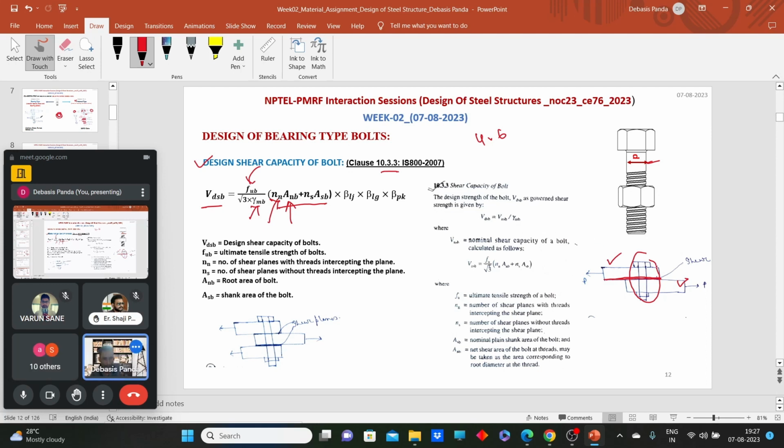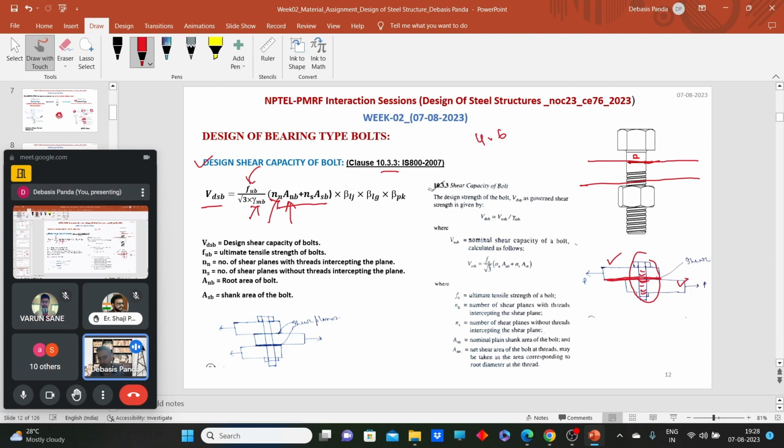So now think, if this bolt, say for example, the thread portion is up to this. So here we can see the shear plane is passing through the shank portion. Or consider it's a full threaded bolt. So now I can consider the shear plane is passing through here. So that N_n denotes the number of shear planes passing through the root.